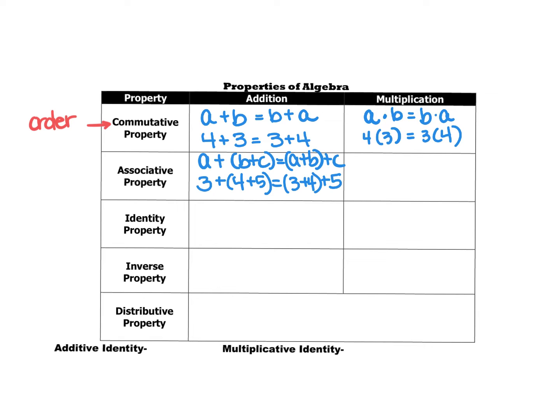The same thing goes for our multiplication. You can then have A times, in parentheses, B times C, is equal to, in parentheses, A times B, times C. So let's go ahead and put the numbers in. So I could have 3 times, in parentheses, 4 times 5, is equal to 3 times 4, now times 5. So for example, I could take 4 times 5 is 20, and then 20 times 3 gives us 60. Or I could have 3 times 4 is 12, and 12 times 5 is 60 as well.